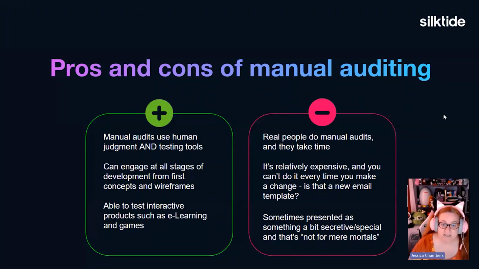On the con side of things, real people do manual audits, so they take time, right? I mean, half the joy of automated software is that you're like, fire and forget, right? Like, I'll come back when you're done. And it can be really fast. If you need to retest a page in SoakTide, it takes like 40 seconds or something. Manual is relatively expensive, right? Especially in comparison to automation. And the reality is, you can't do it every time you make a change.